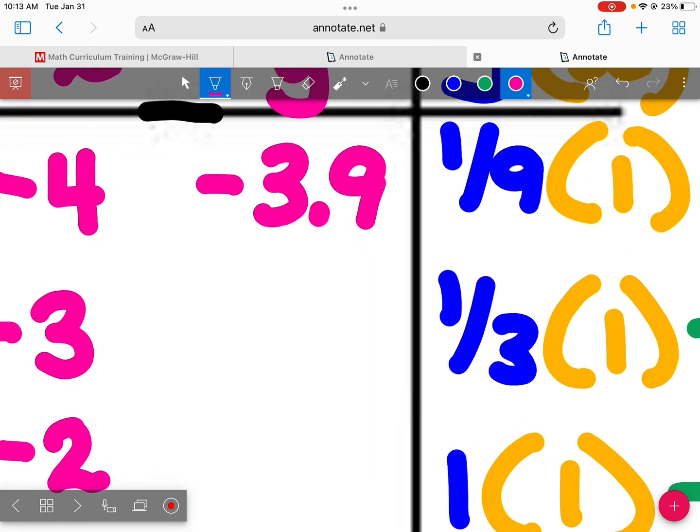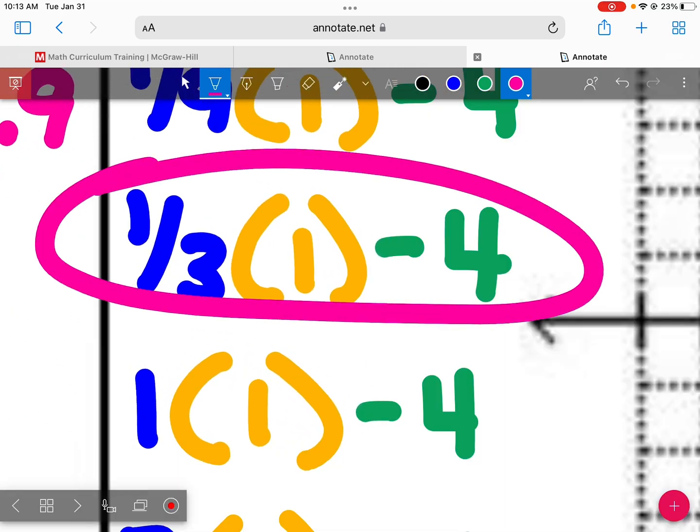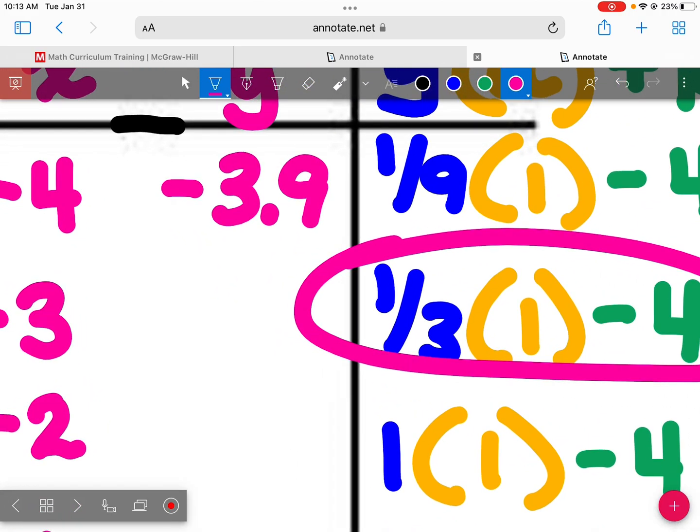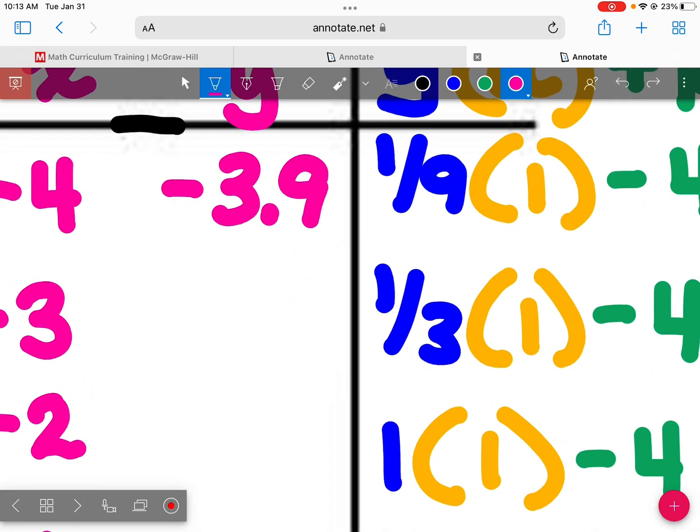Now I want you to do it for the next one down. So now we're just going to change the fraction to 1/3. And then inside parentheses, put our 1 and then minus 4. We're going to round this one to 1 decimal place as well. What'd you say? Super close. You just missed one little thing. Negative 3.7.